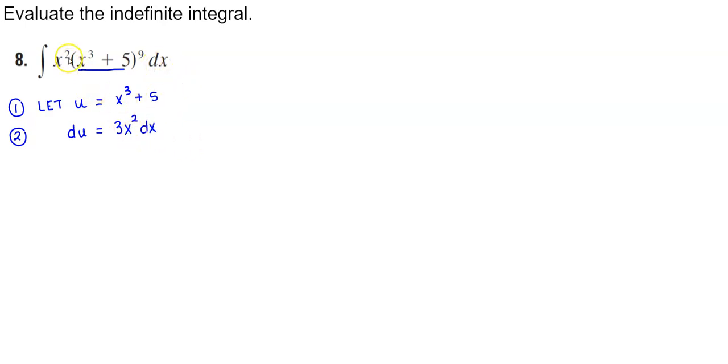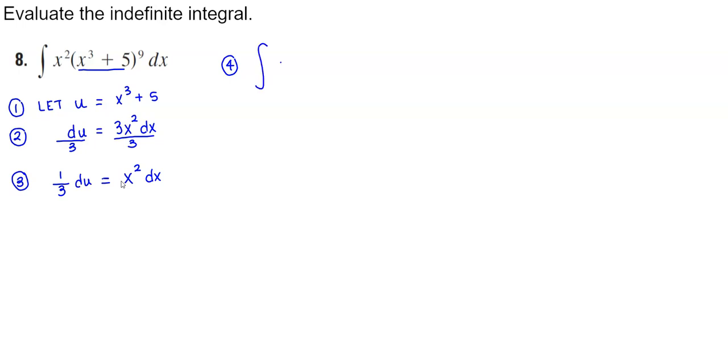So if you take a look here, outside the parentheses we have x squared times dx. So x squared dx is here, but we need to isolate that. So by doing that, we're going to divide both sides by 3. And so we end up getting on the left side 1/3 du, and that's going to equal x squared dx.